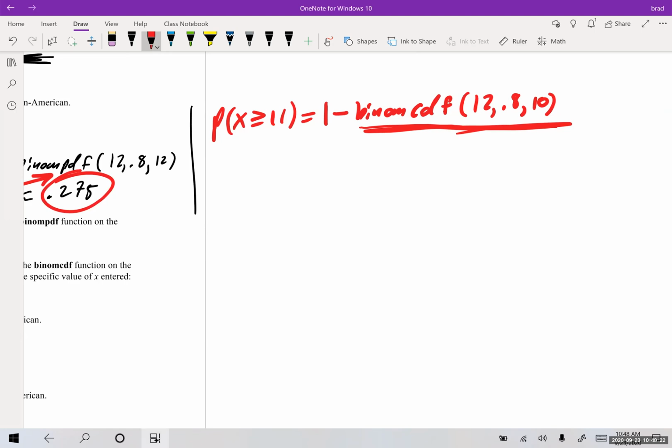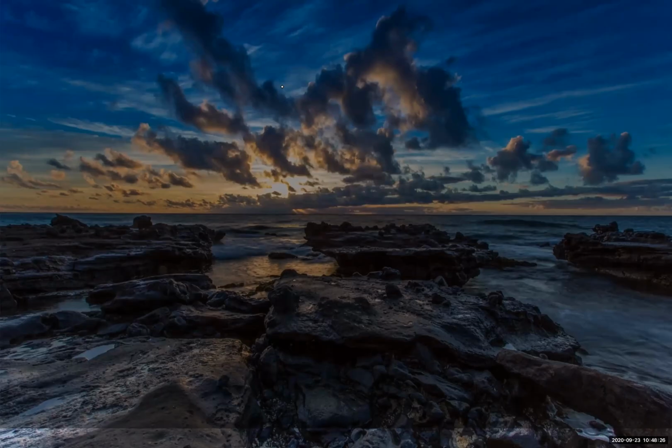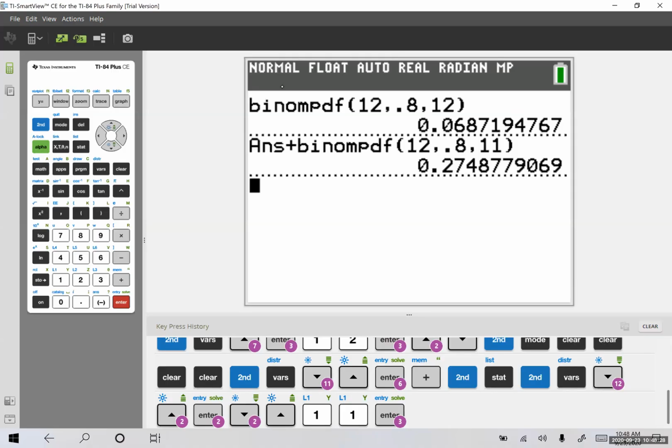So that's what CDF does, it starts at 0 and adds up until you tell it where to stop. And the reason I can't tell it to stop at 11 is because that means it would also be including 11 in its probability. And then when I do 1 minus, the only thing left would be 12.